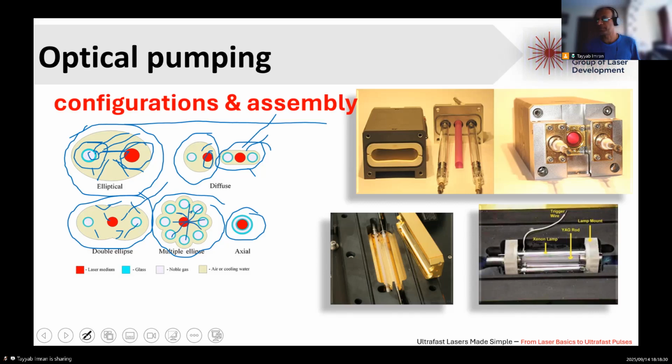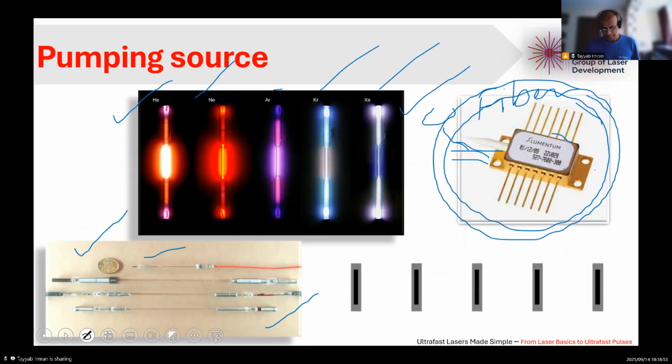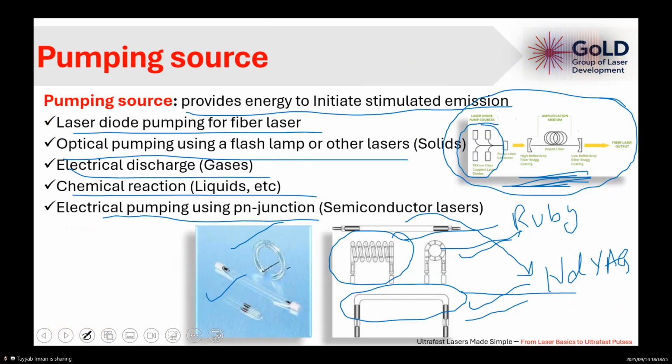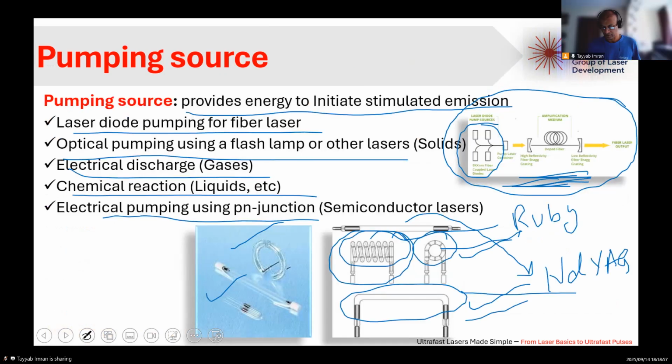Very strong pumping. And axial means that there is a certain kind of flash lamp like this arrangement, and the rod is inside. So the flash lamp pump source is outside and the rod is inside. This is called the axial arrangement, like this one. The rod is inside.